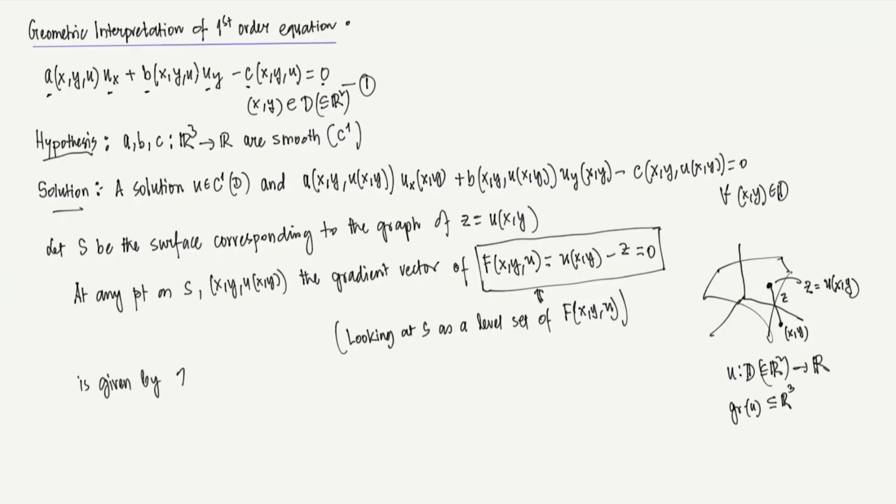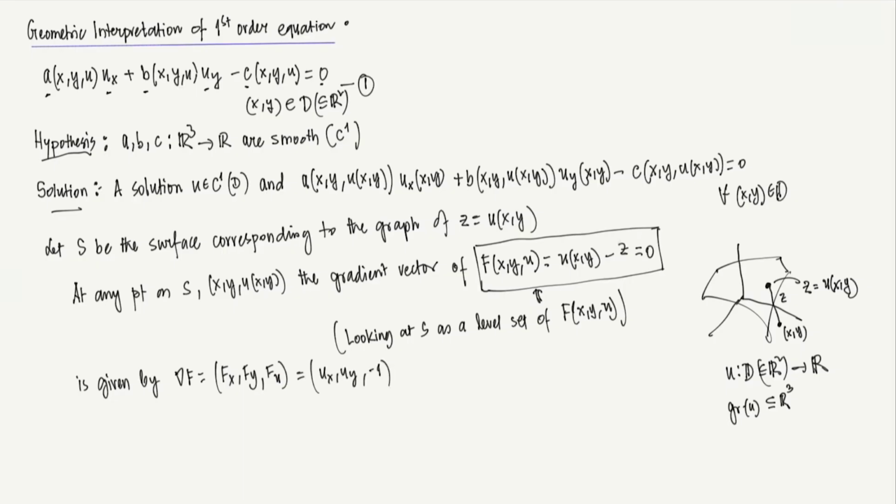If you remember, the gradient of capital F is nothing but capital F of x, capital F of y, and capital F of u, which, if you want to write it down, is u_x, u_y, and minus 1. Z is nothing but u essentially, so it is minus 1. F with respect to u is this. See, this z, so this is u I am writing.